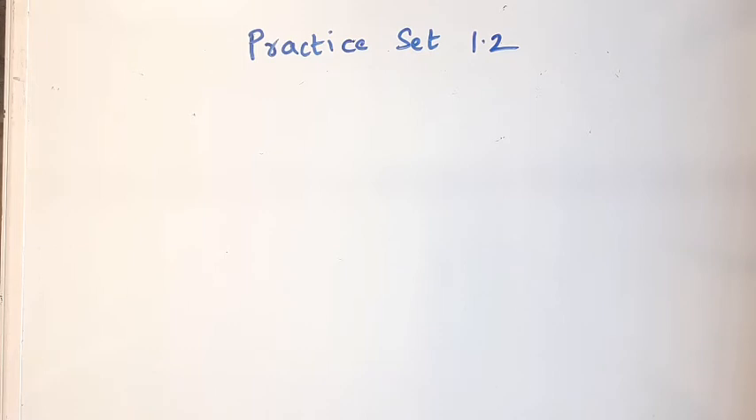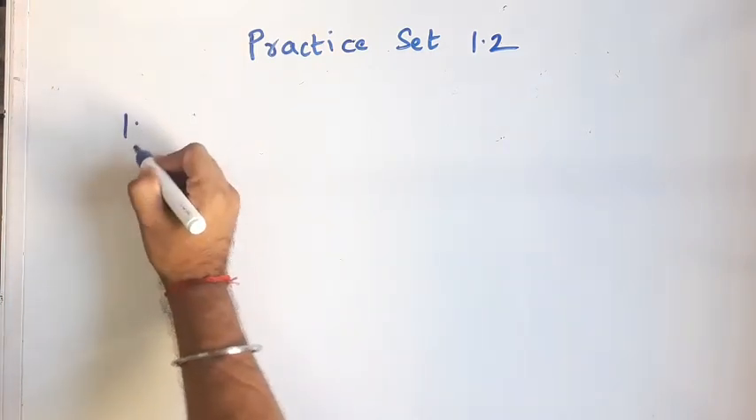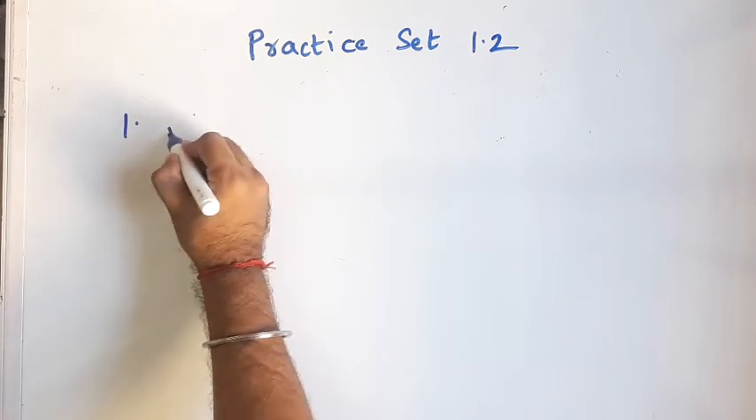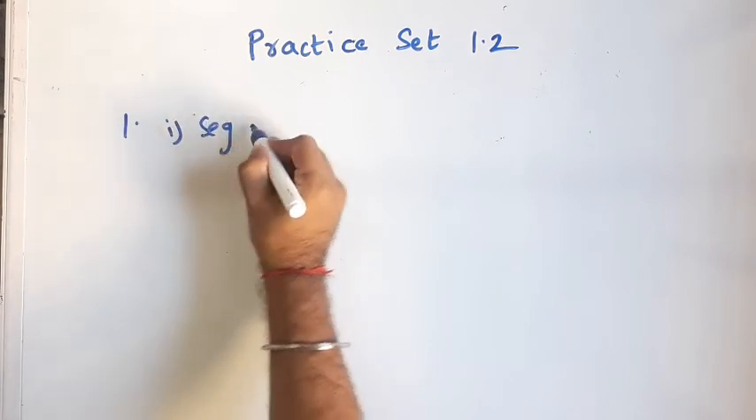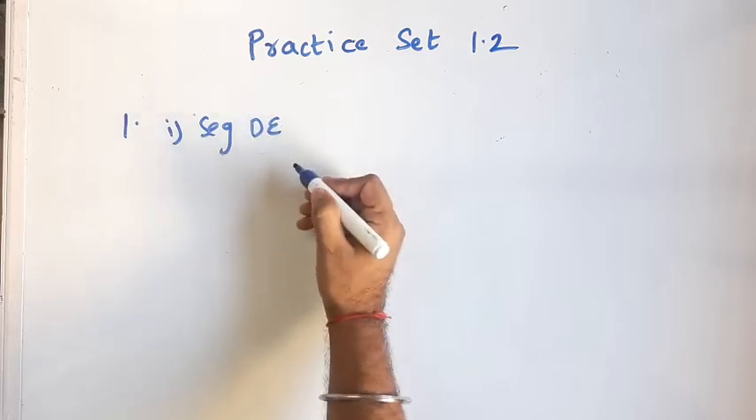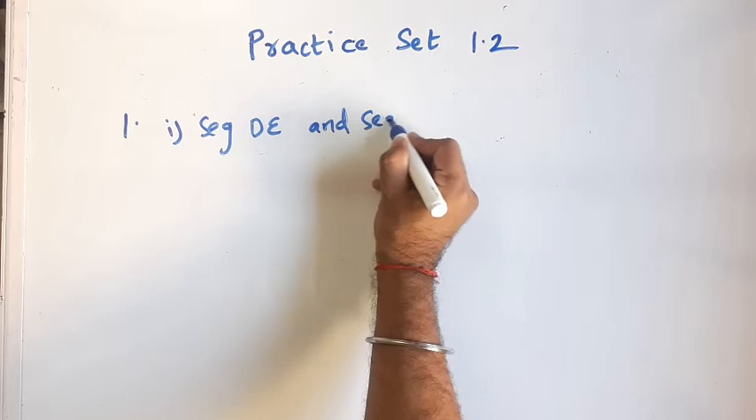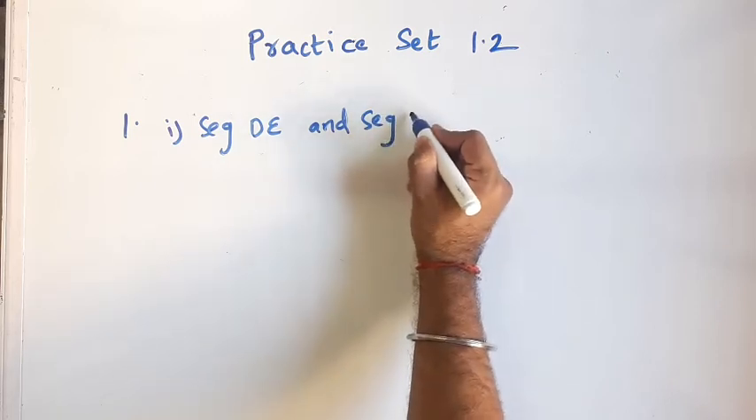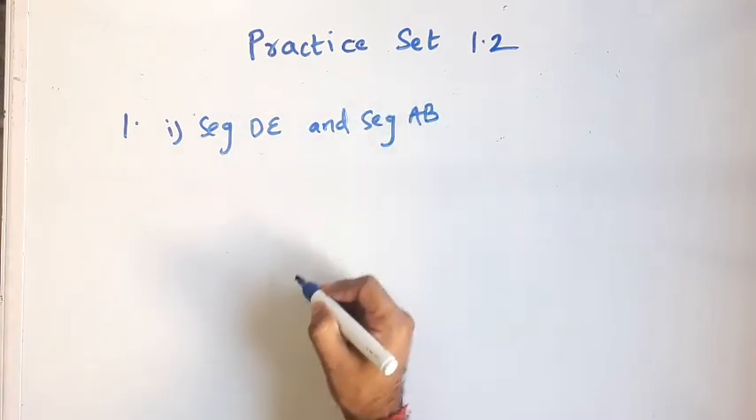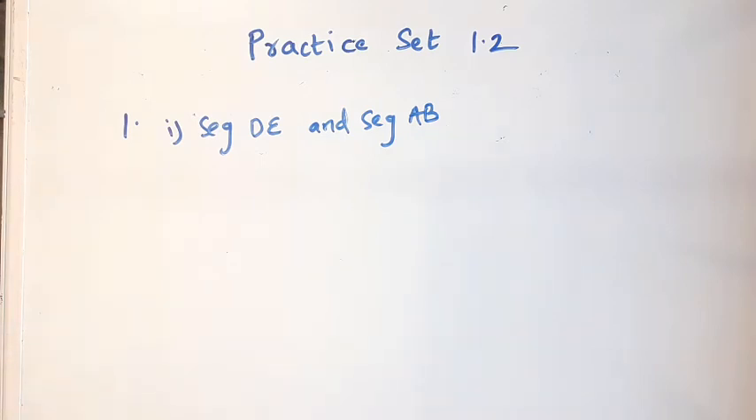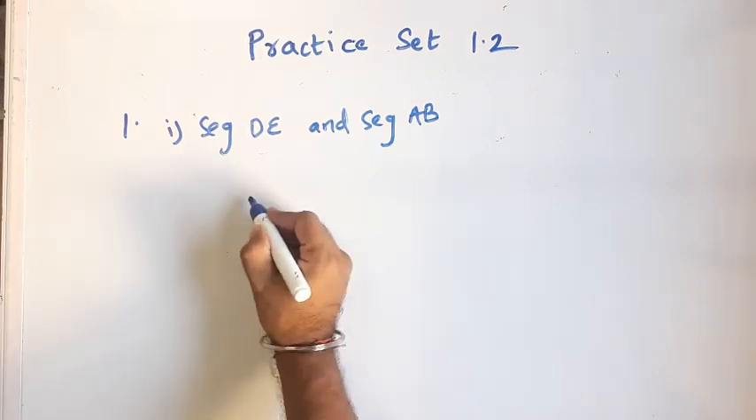So standard 9th practice set 1.2 will be starting. First one says that we have to find whether these segments are congruent or not. Okay, so first one you can see segment DE and segment AB. The coordinate of point D is -7.